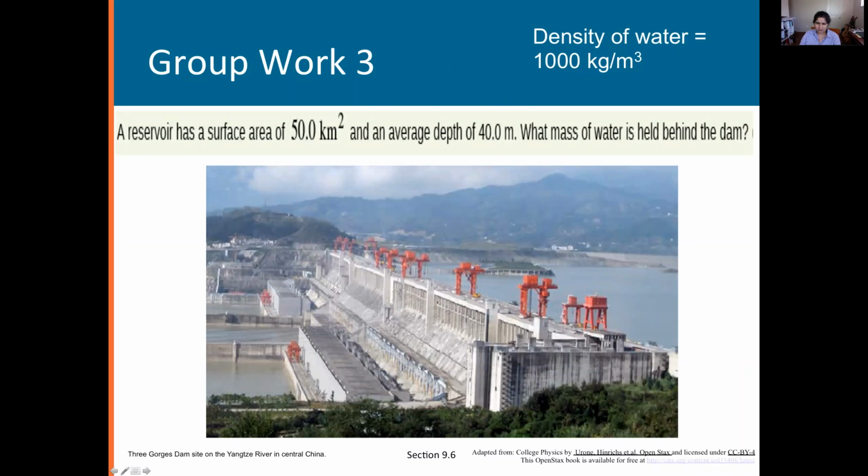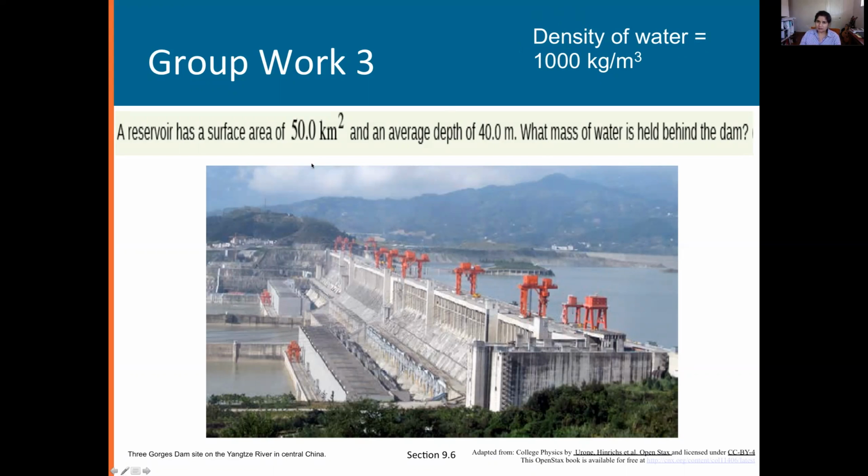Another problem. So we have lots of simple problems based on this concept of density. A reservoir, which is here, has a surface area of 50 kilometers squared and an average depth of 40 meters. What mass of water is held behind the dam? So here, it's assumed that you know the density of water. If it's not given in the problem, you need to look it up. It might be near the question, or it might be at the start of the paper where some constants are given to you. So I gave you this value here. This was not part of the question, the density of water.